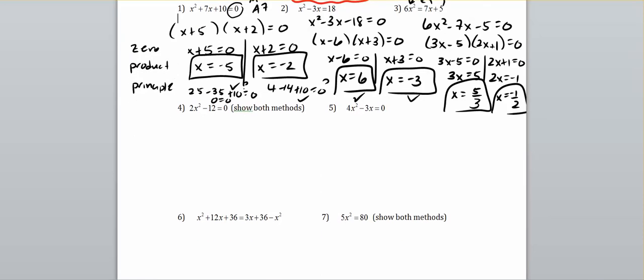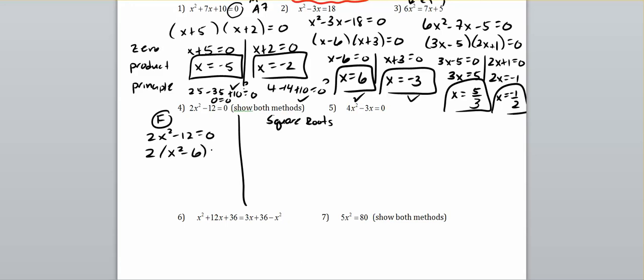Now I'm going to solve this by factoring, and then I'm going to show you another way of solving by taking square roots. So I'm going to put an F here for factoring, and then I'm going to show you how to solve by the square root method. So make two little columns here. Okay, if I solve this by factoring, my first factoring technique is always to do a GCF. So if you look, these two terms both share a 2. So if I pull out a 2, I get x squared minus 6 equals 0.